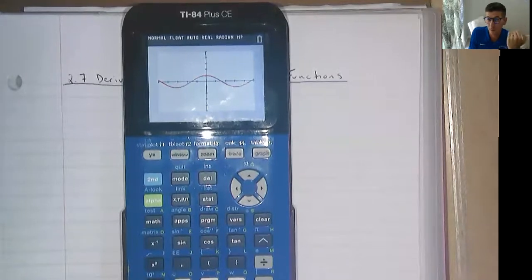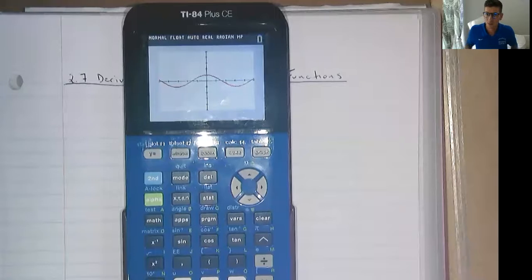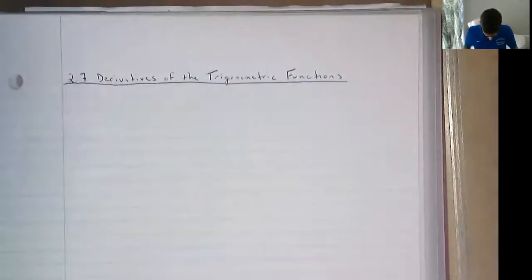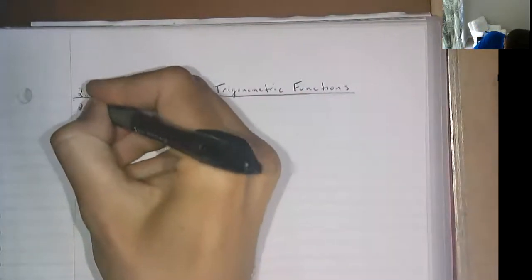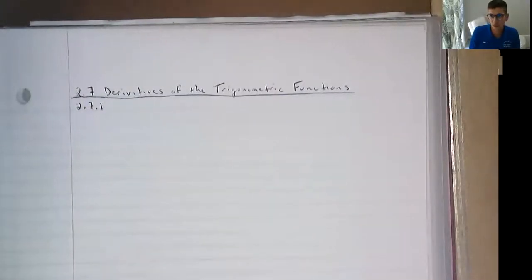So our intuition based on this, and this help from our technology, is that the derivative of the sine is the cosine. And it is. So we're going to go through and show that. I'm going to give you just the theorem, and then we're going to prove it. And then that fact that the derivative of the sine is the cosine is going to be kind of the backbone of what we do moving forward to show all of the other derivatives.